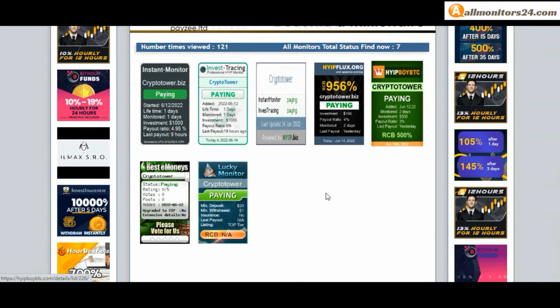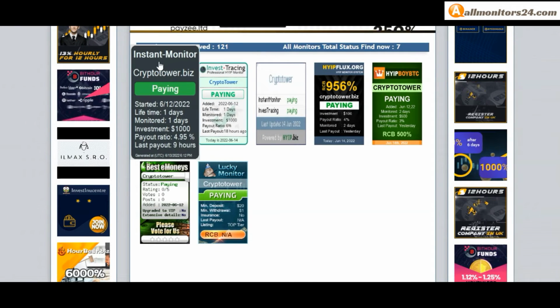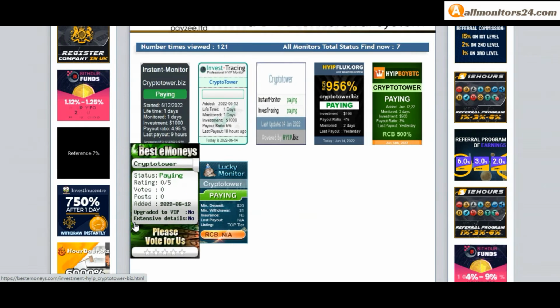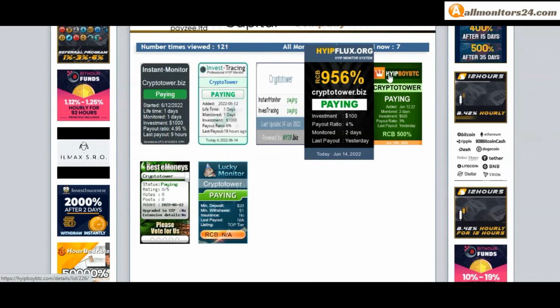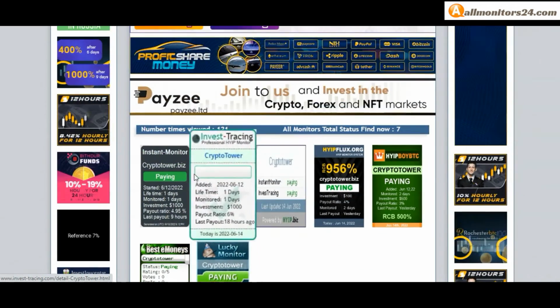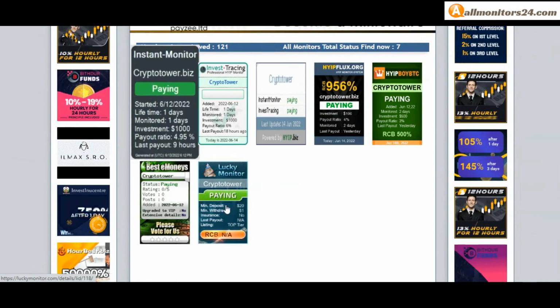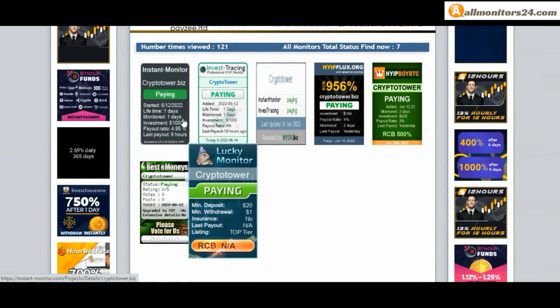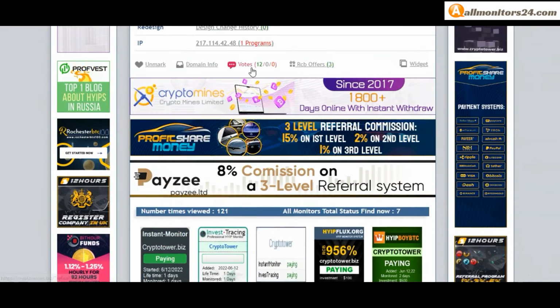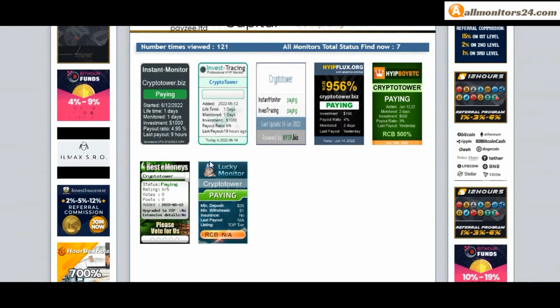Okay, next see the all monitors status banner. Check Instant Monitor paying, Invest Tracing paying, HYIP Bees paying, Bitstamines paying, HYIP Flux paying, and more you can check here. Okay. Don't forget, invest first, check all monitors status to see if it shows paying or not paying. If you see it is okay, then invest and make money. Check our votes and all status banner votes.